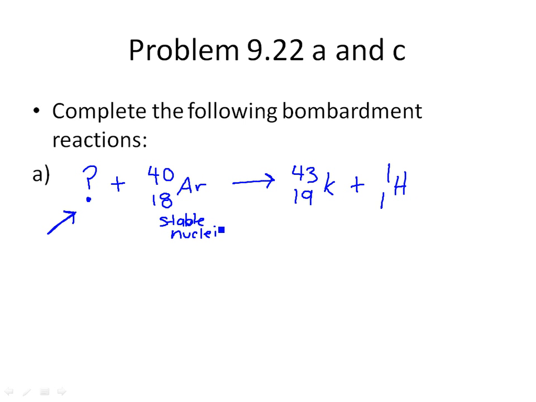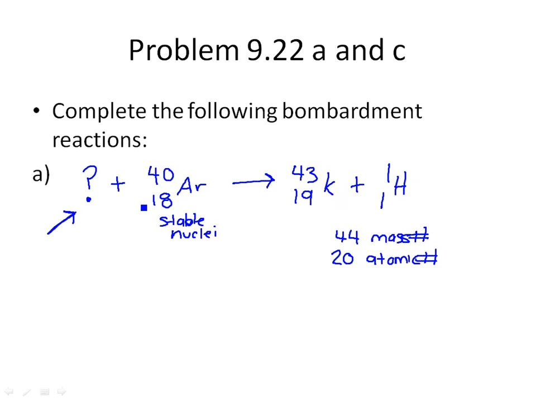So we do the same thing here. We add up our mass numbers, so everything has to be balanced on both sides. Our mass numbers have to be balanced, and the atomic numbers. Here we have a total of 19 plus 1, 20, as our atomic number total, and 44 would be our mass number, the total from both our nuclei and our proton there.